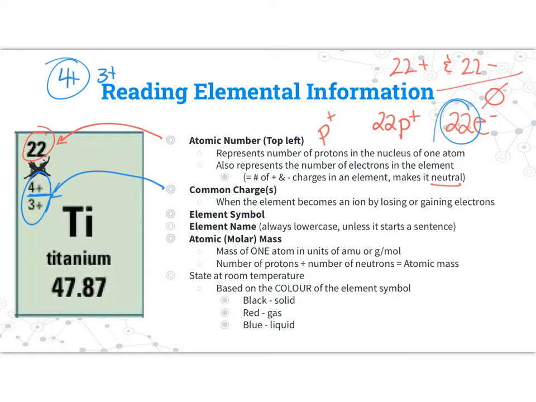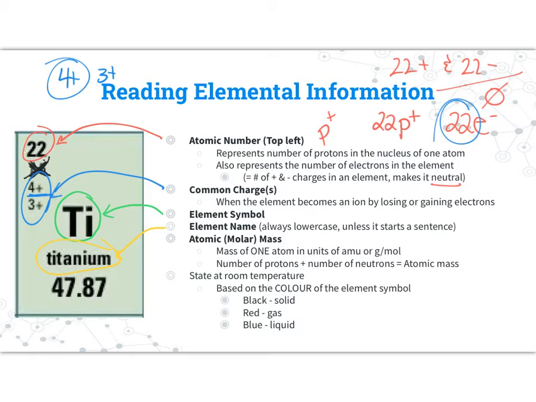All right, the element's symbol, of course, is our 1 or 2 letters where the first letter is always a capital, and if there is a second letter, it is always a lowercase. The element's name, of course, is titanium here.